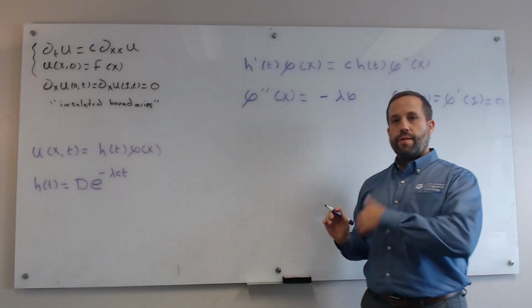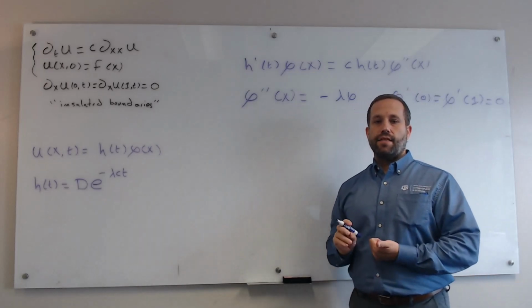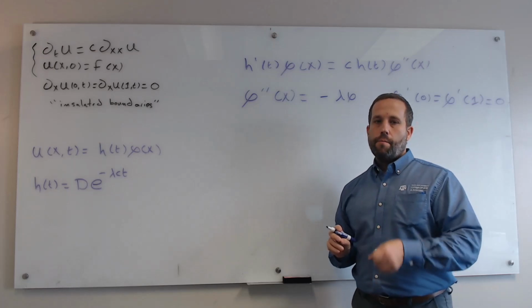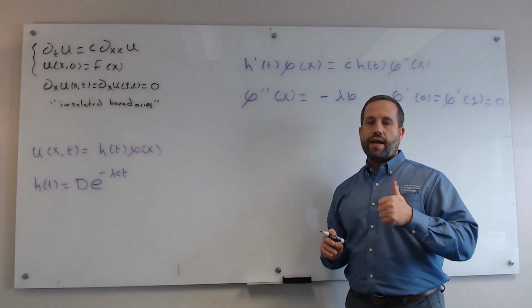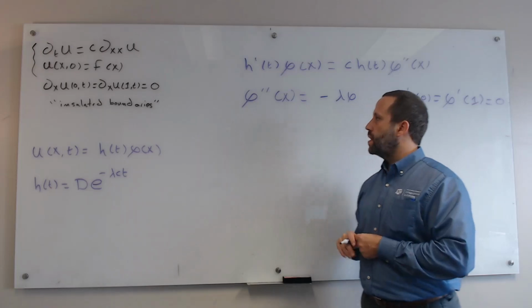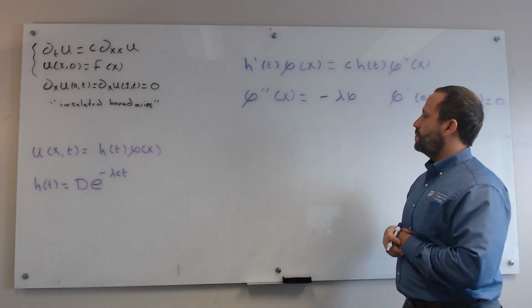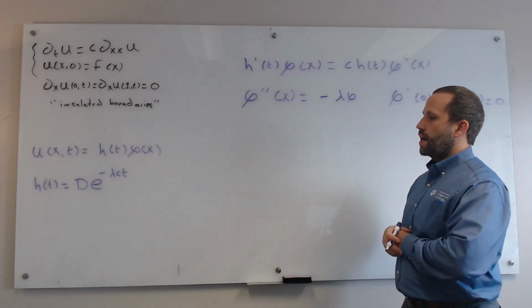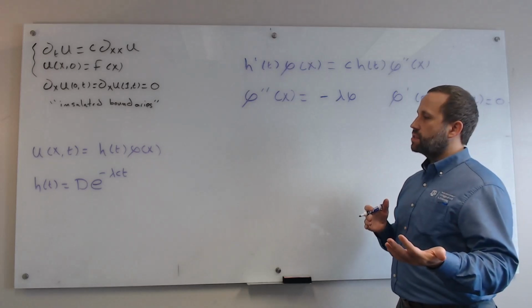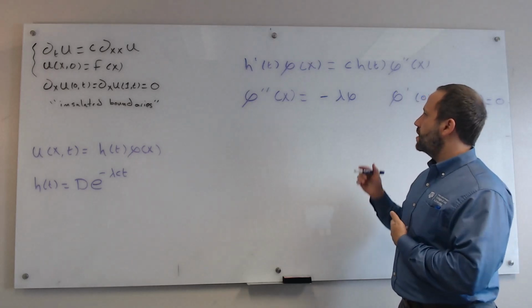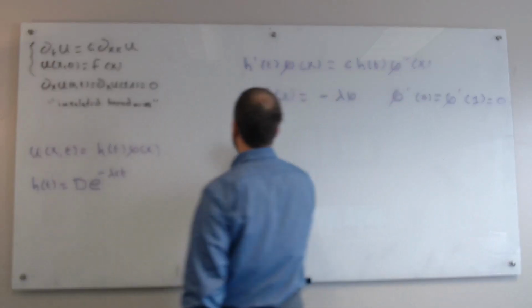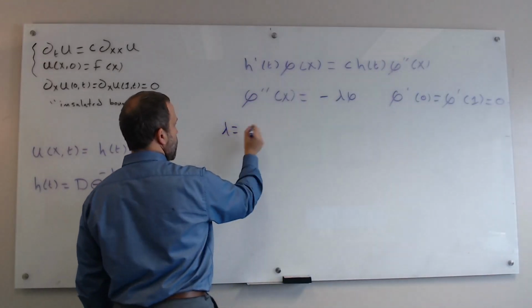So the argument from the previous video shows lambda has to be non-negative, but we don't know about 0. And we'll see, in fact, for this case, it can be equal to 0. So phi double prime is equal to minus lambda phi. Again, the previous video shows lambda is non-negative. We now need to figure out what happens if lambda is 0. Because there are going to be two separate cases, as you'll see.